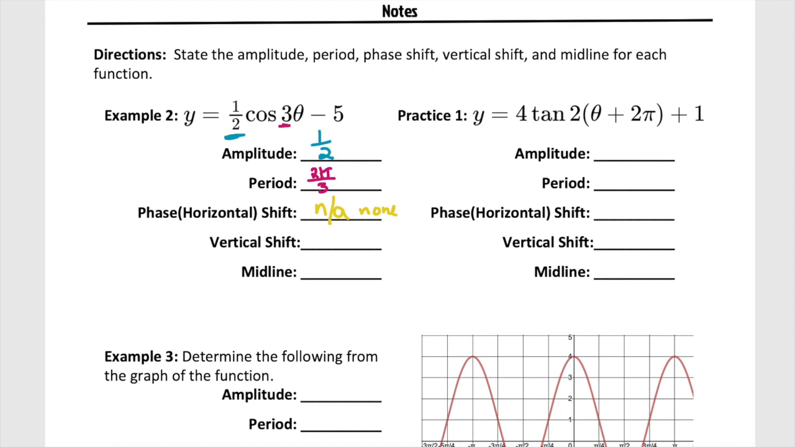Our vertical shifts happen from a number being added or subtracted at the end. So in this case, our vertical shift is -5 units or 5 units down, whichever you want to write. And if our shift is 5 units, for cosine the midline is typically our x-axis, that has now shifted down 5 units. And so our new midline is y equals -5.